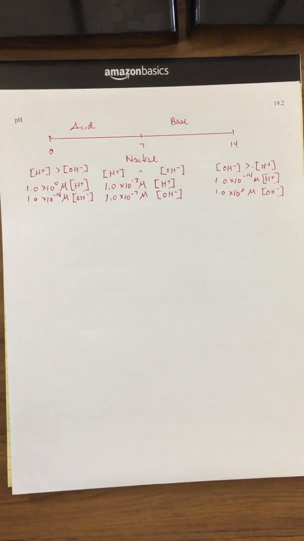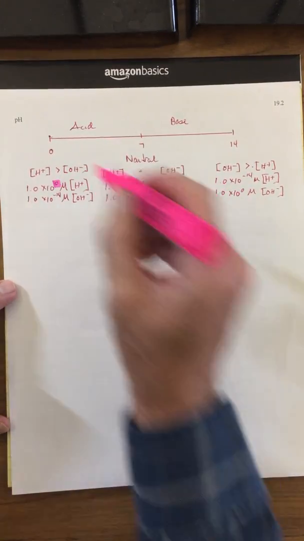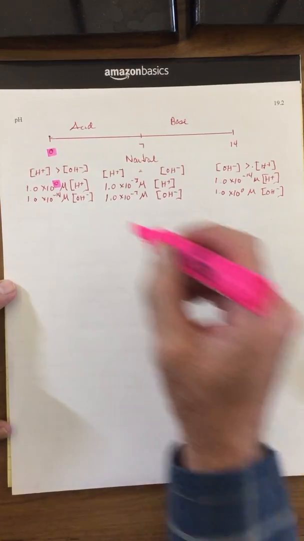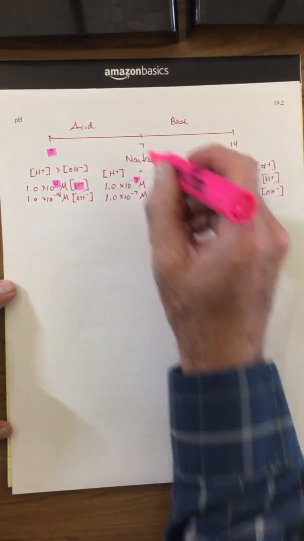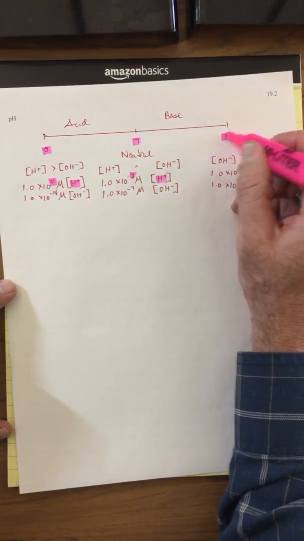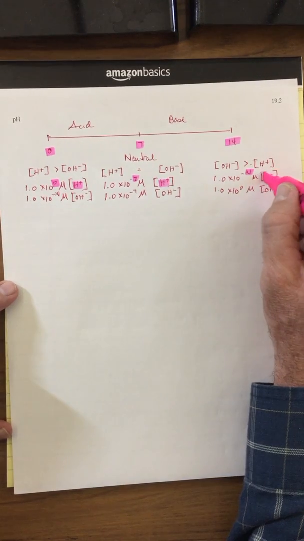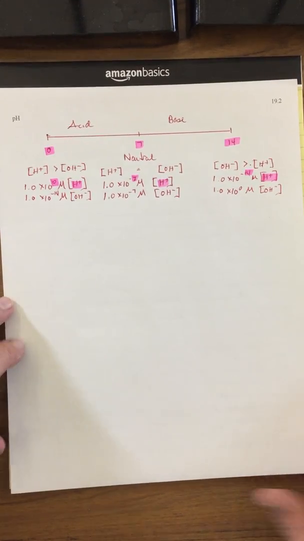So some things to note are the 0 for the H plus concentration. We have the 7 and the 7 for the H plus concentration, and we have the 14 and the 14 for the H plus concentration. That's how concentration is determined.